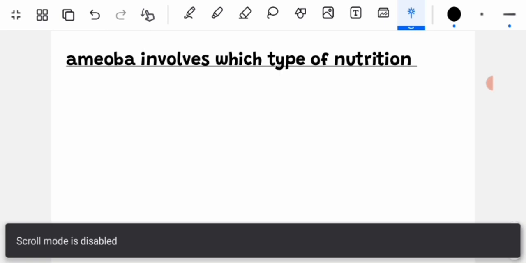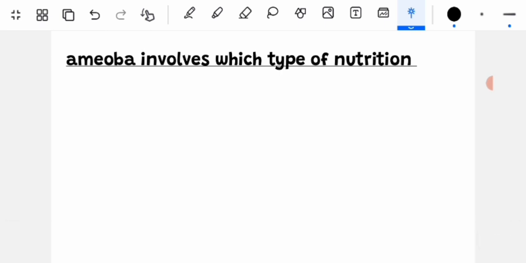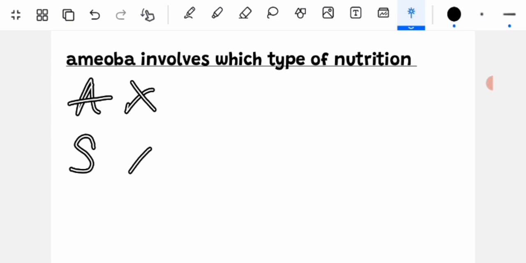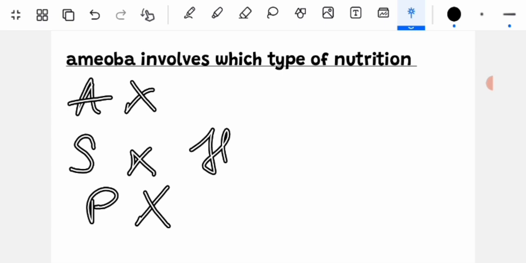Amoeba involves which type of nutrition? Here it is not autotrophic because it is not preparing its own food. It is not saprophytic because it is not digesting outside the body. It is not parasitic because it is not depending on any host. Then what is it? It's a holozoic nutrition. Holozoic nutrition.